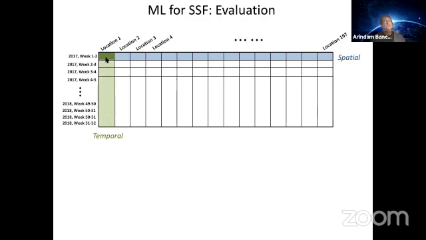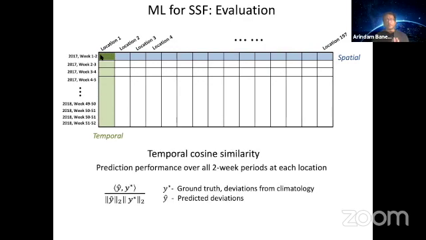So this is how we are going to be forecasting a time series, and then we can also look at the evaluation on that 2-week period and all locations. So that will be the spatial performance in that 2-week period. For the purposes of this talk, I'm going to show you results on the temporal Gaussian similarity, basically the prediction performance over each 2-week period over 2 years.